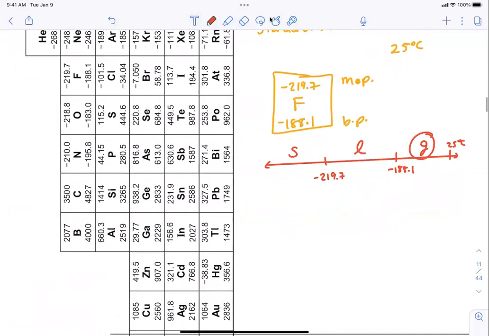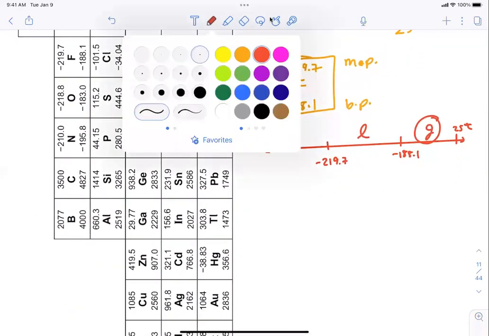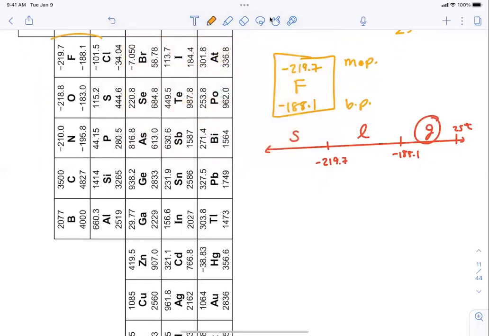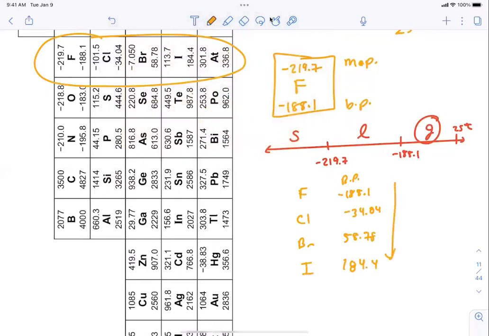And also, I would say that this is also really useful because if you look at the non-metals, like the halogens here, you look at fluorine, chlorine, bromine, and iodine, and you look at the melting points or the boiling points. The boiling point for fluorine is negative 188.1, chlorine is negative 34.04, bromine is 58.78, iodine is 184.4. It's increasing as you go down the periodic table.